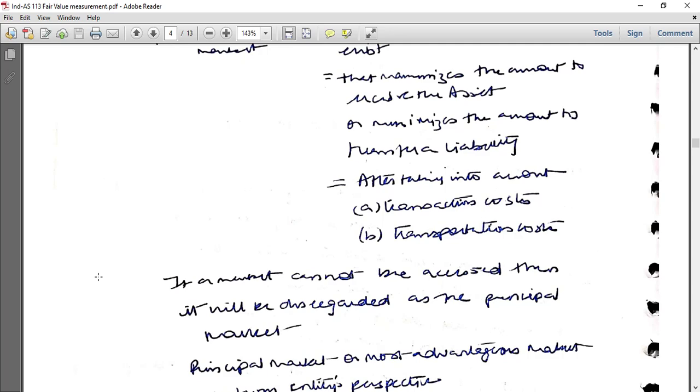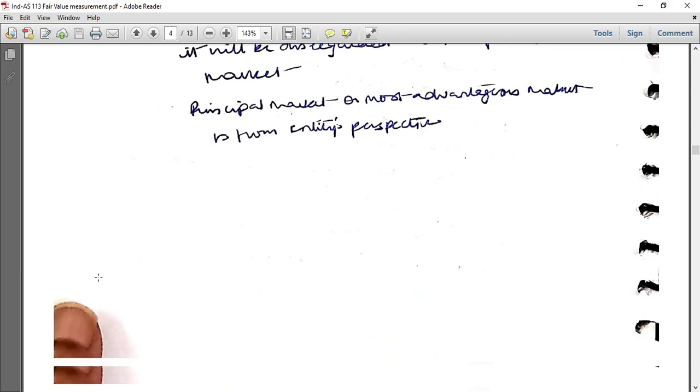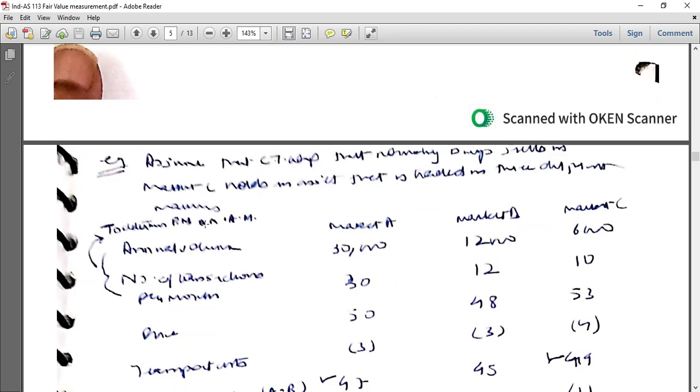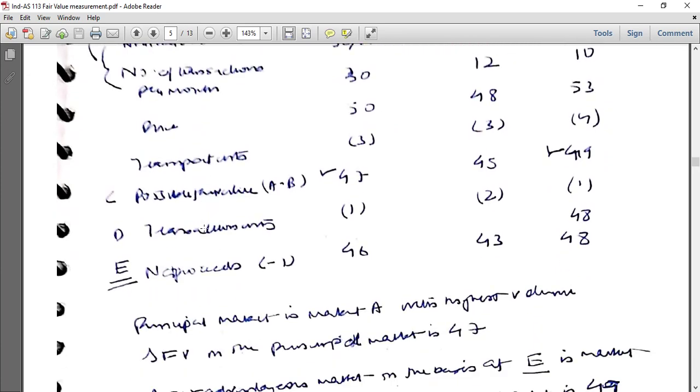Principal market and most advantageous market is from the entity's perspective. Example, assume City Corp normally buys and sells, and holds an asset that is traded in different markets: Market A, Market B, Market C. Annual volume 30,000, 12,000, 6,000. Number of transactions 30, 12, 10. Price is 50, 48, 53. Transportation cost is 3, 3, 4. Possible fair value would be 47, 45, 49. Transaction cost would be 1, 2, 1 and net proceeds would be 46, 43, 48.